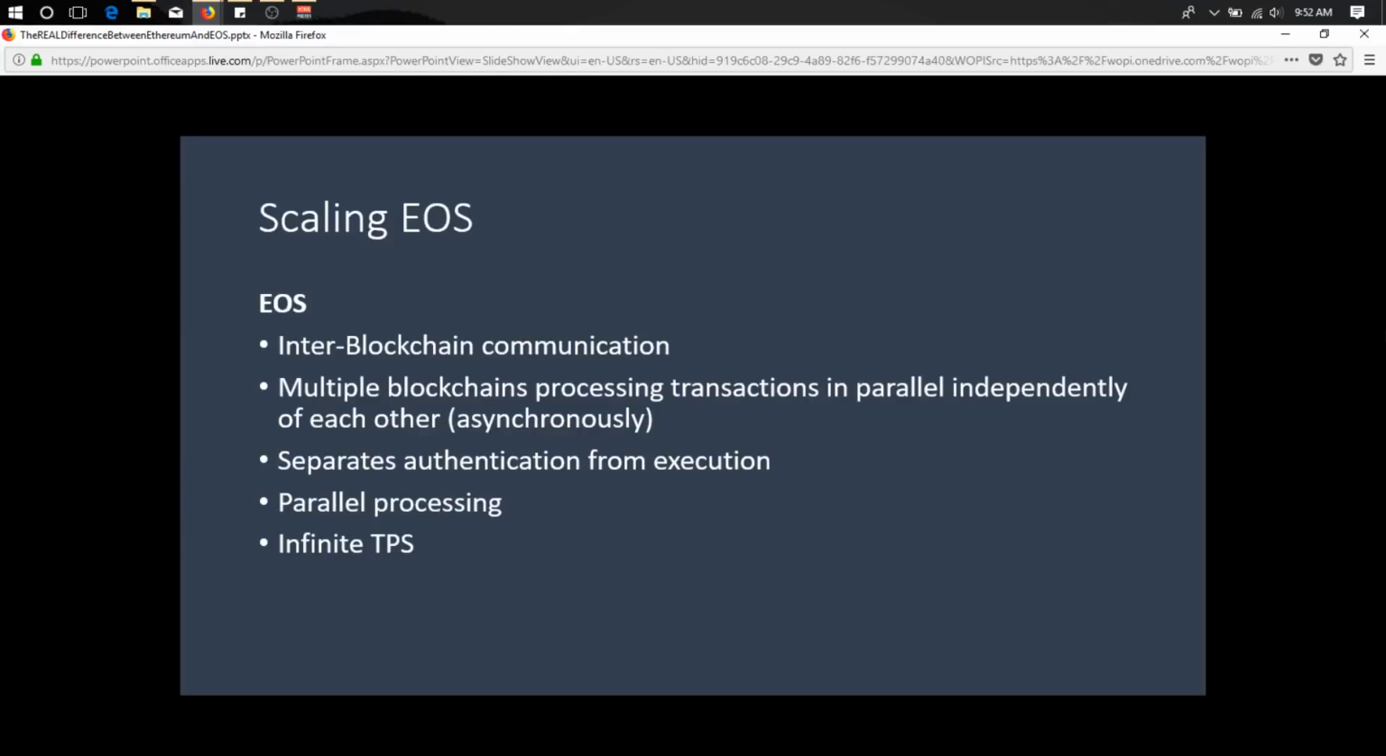EOS has much of its scaling already baked in. EOS's main scalability feature is inter-blockchain communication. This is where multiple blockchains process all transactions in parallel, independent of each other. It also separates authentication from execution of the code. All of this is made possible through the utilization of parallel processing. This theoretically reaches infinite transactions per second.